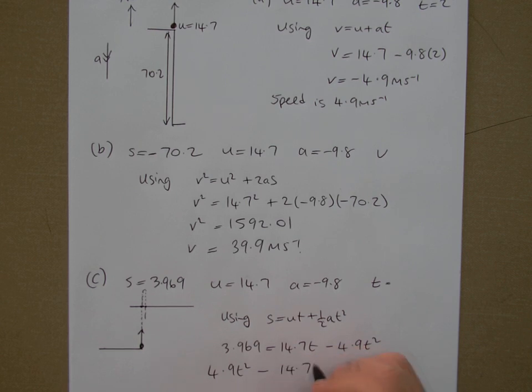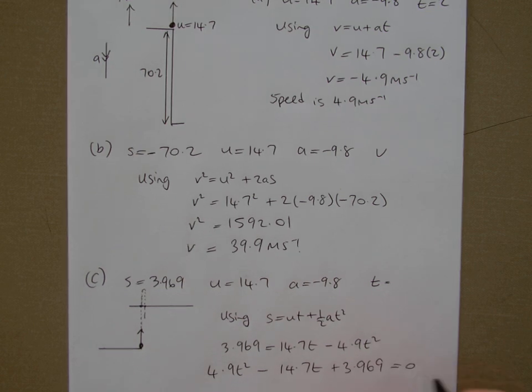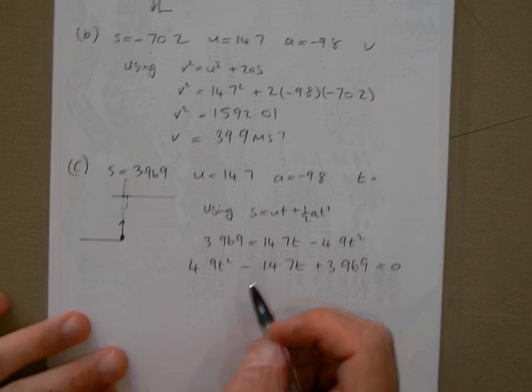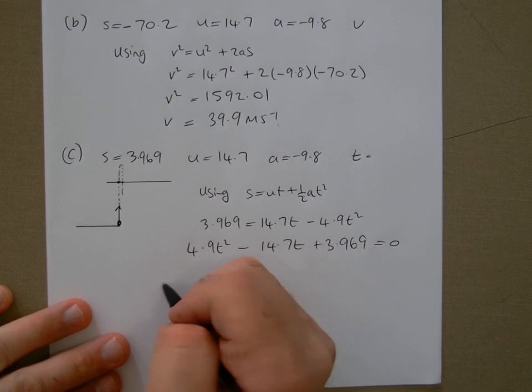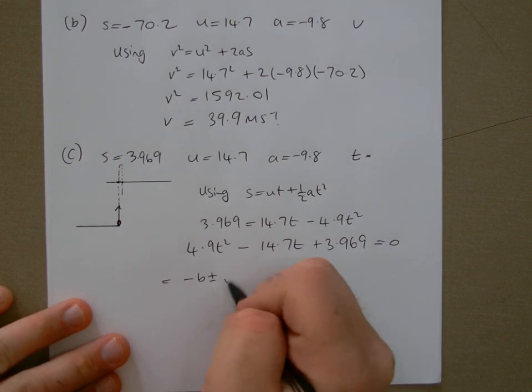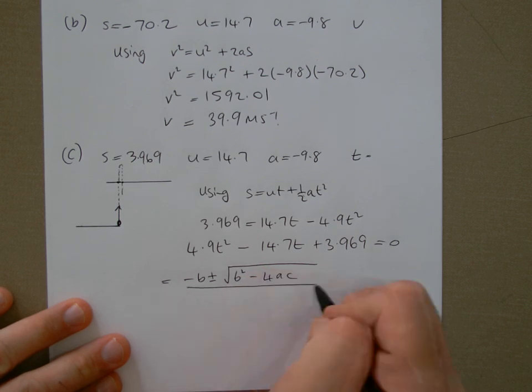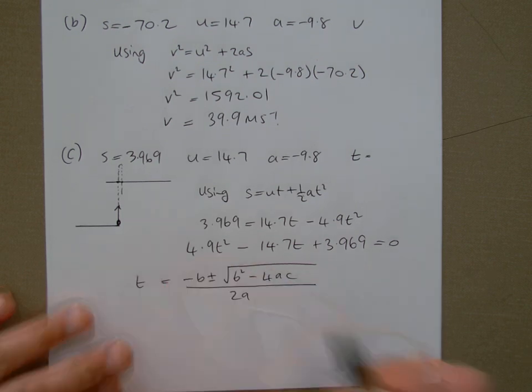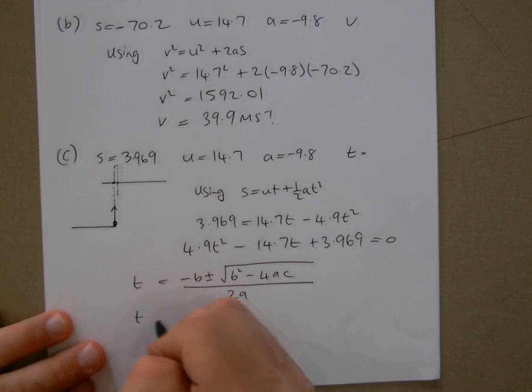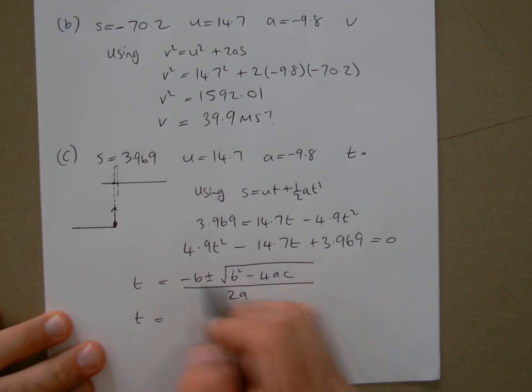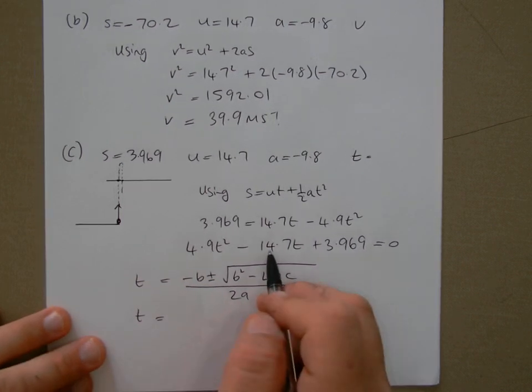If we get everything onto one side, it doesn't look very nice as a quadratic, to be honest. So what I'm tempted to do here is just use the formula method. The formula method would be minus b plus or minus square root b squared minus 4ac all over 2a. That's what t would equal. So if we put the numbers in there, b is minus 14.7, yeah.